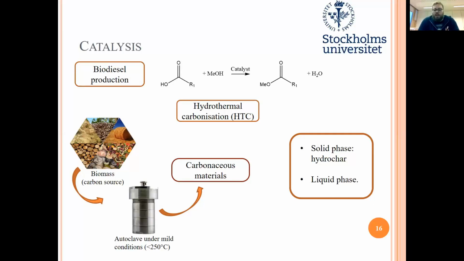So after an HTC reaction, we have three phases. We have a gas phase that can have CO and CO2 and various volatile compounds. Then we have a liquid phase that's enriched in these decomposition products I mentioned before. And then these decomposition products are reactive and they react with each other, condensing, forming a solid phase, which we call hydrochar.